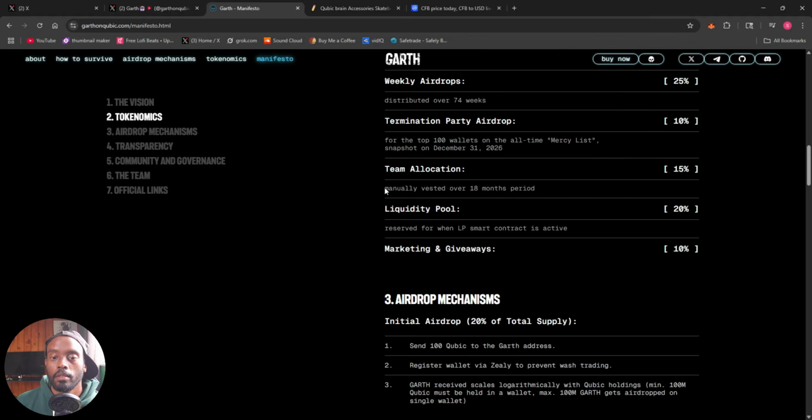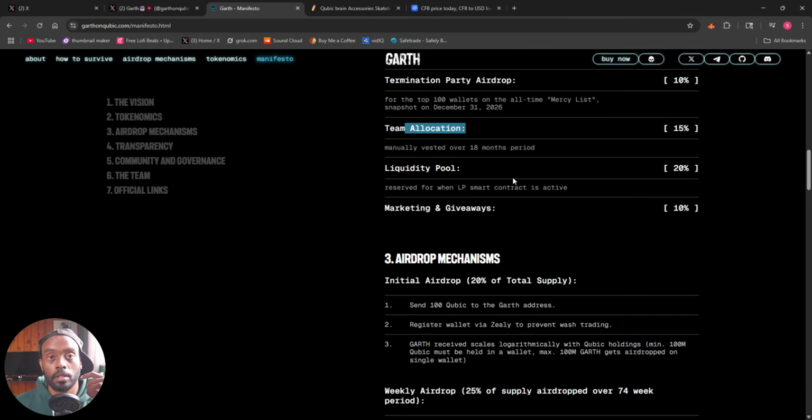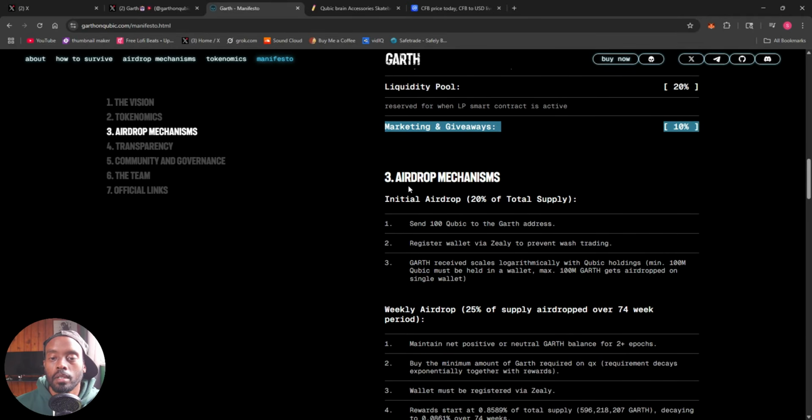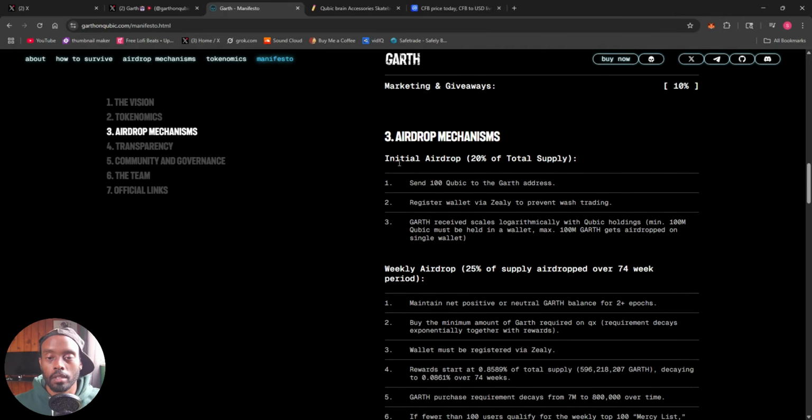See, manually vested over 18 months, team allocation 15%. Okay, I think that's extremely fair, because this thing is so well put together and thought out. Liquidity pools 20%. That's amazing. So there's going to be plenty of liquidity when this thing gets active, and 10% for marketing and giveaways. It's like the perfect tokenomics. I don't think you can make it any better. It's perfectly optimized for the community.